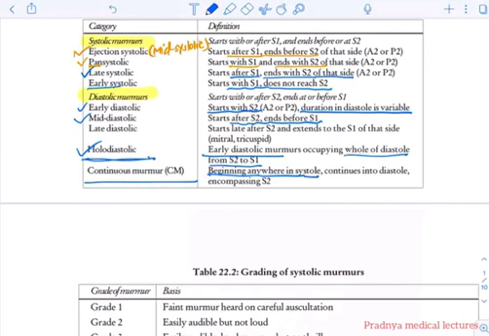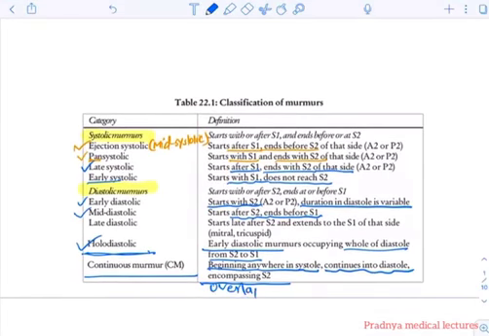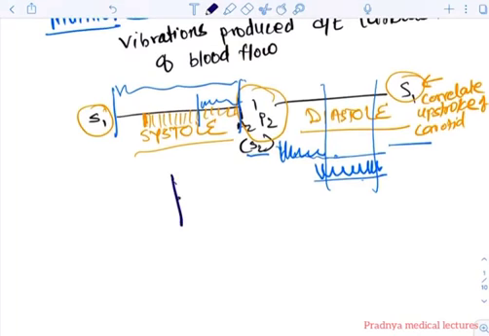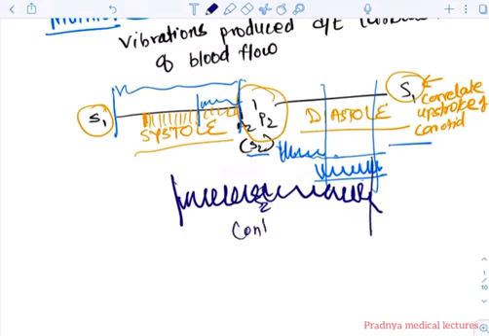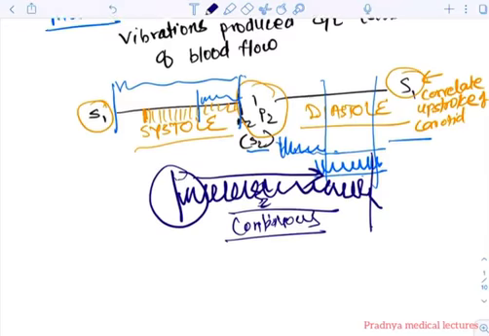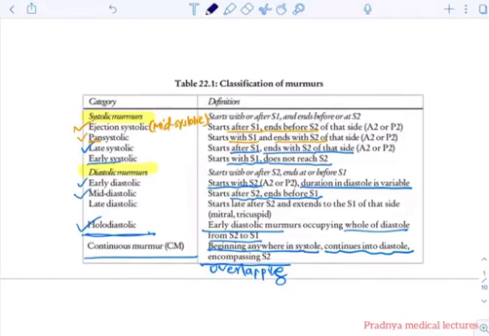Then continuous murmur. A continuous murmur begins anywhere in the systole. The main thing is it continues into diastole, overlapping the S2. So it will start somewhere in the systole. Suppose it starts here, then it continues, it overlaps the S2 also, and then it finishes somewhere here. So this is called a continuous murmur. Why is it continuous? Because it has started somewhere in the systole, overlapped the S2 heart sound, and then goes into the diastole also.